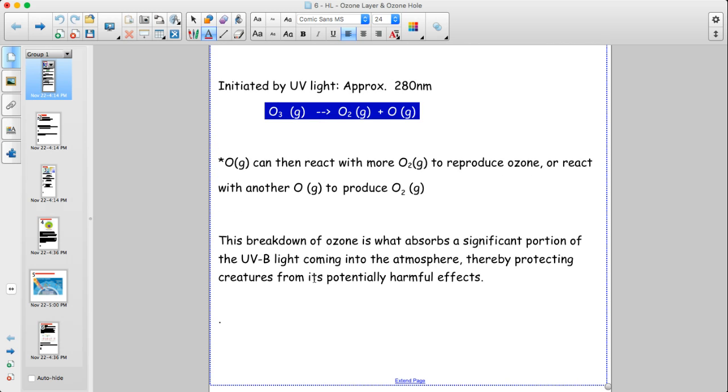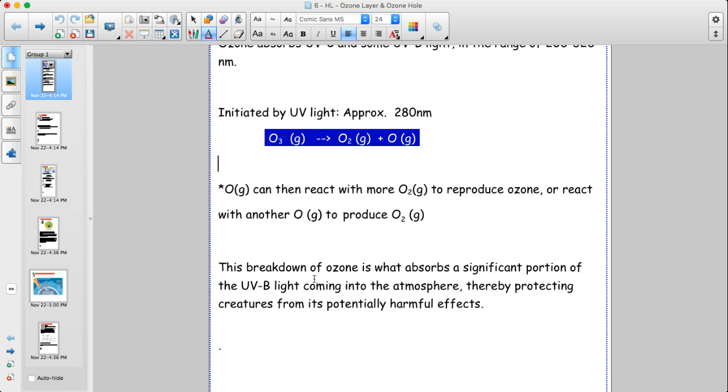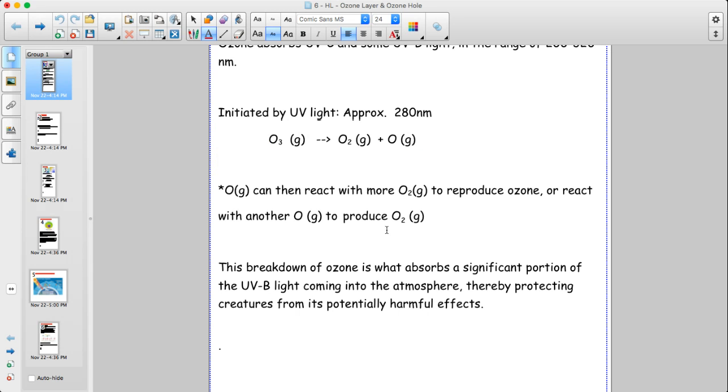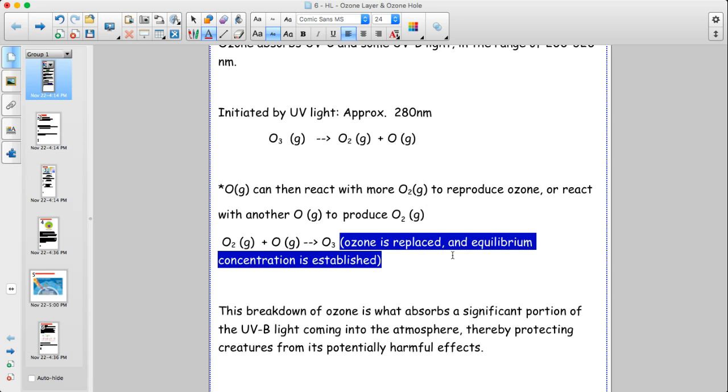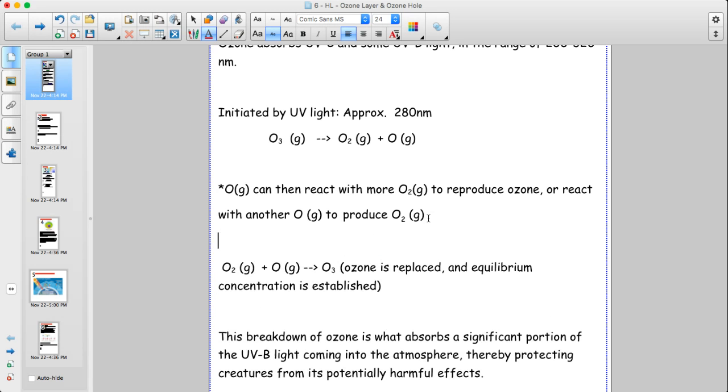So there's more or less an equilibrium of ozone in that ozone layer, where you have ozone being split into these things, but then you've got essentially the reverse reaction taking place as well. And so the ozone is replaced and an equilibrium concentration is established. So ozone is constantly being formed and being broken down, but in that region, you essentially get a steady concentration of ozone as it's broken down and then reformed.